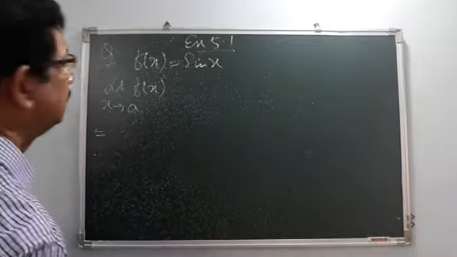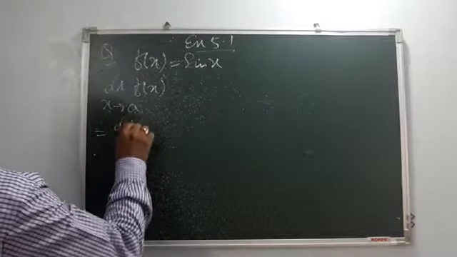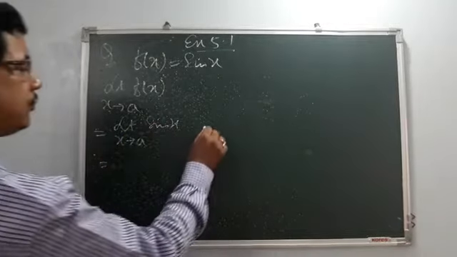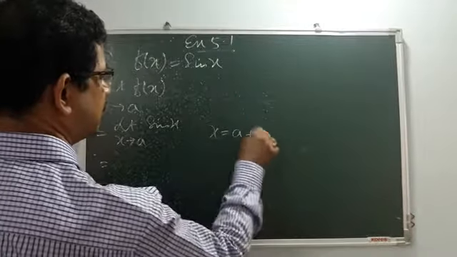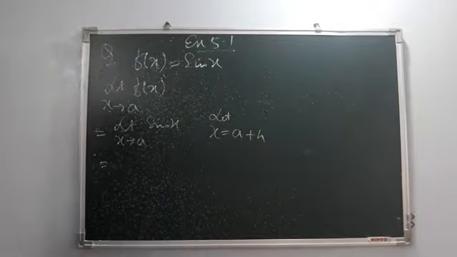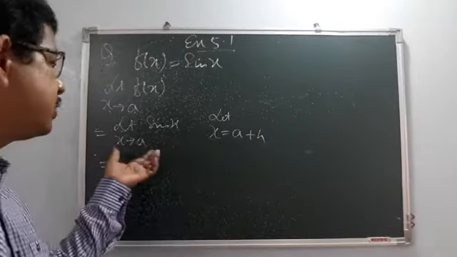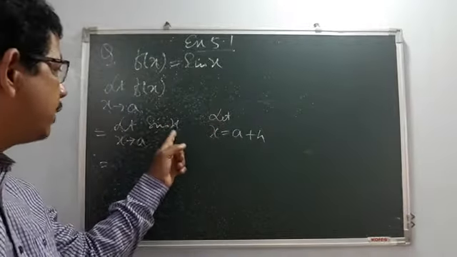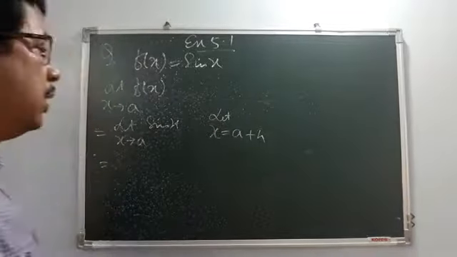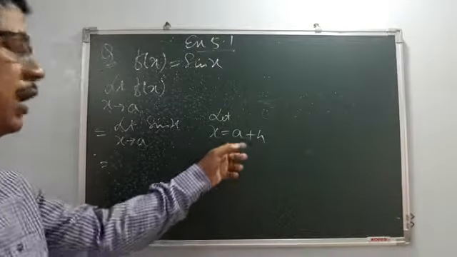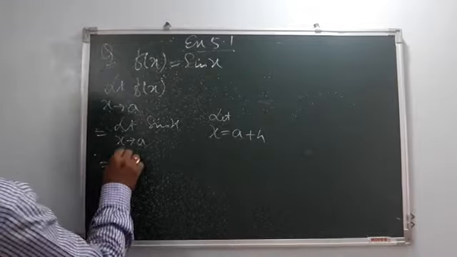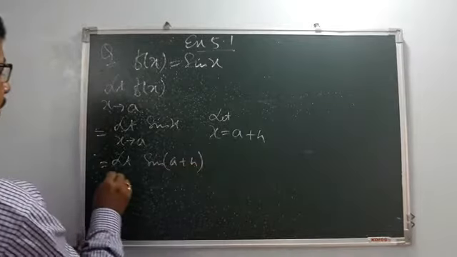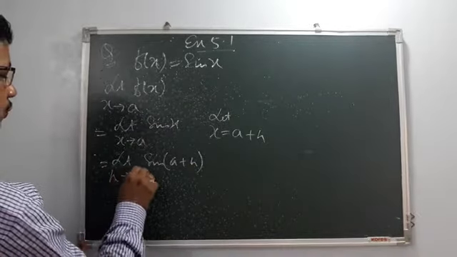For that we have to consider x equal to a plus h. What we have to put? x is equal to a plus h. x tends to a means x approaches towards a. When we put x equal to a plus h, h definitely tends to 0. If h does not go to 0, x cannot approach a. So now we write x replaced by a plus h, and here h tends to 0.